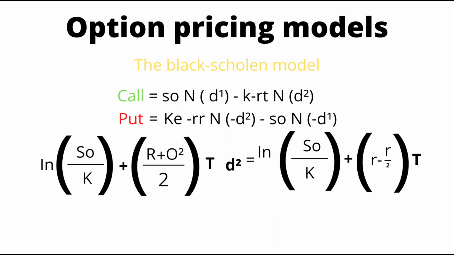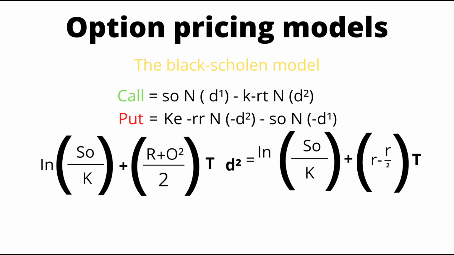The most famous option pricing model is called the Black-Scholes model, which earned a Nobel Prize in 1997 for its developers. The Black-Scholes model takes variables like volatility, underlying price, strike price, time until expiration, and the risk-free interest rate to return the fair price of a European stock option.